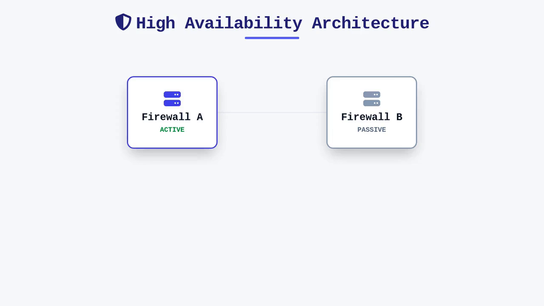Building a robust high availability architecture starts with understanding how two physical firewalls synchronize their states to act as a single, cohesive security unit. At the heart of this design are the HA1 and HA2 ports, which serve distinct and vital functions within the cluster.